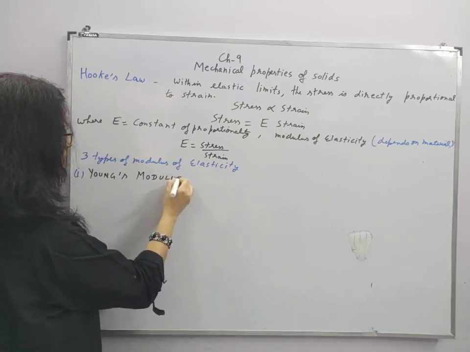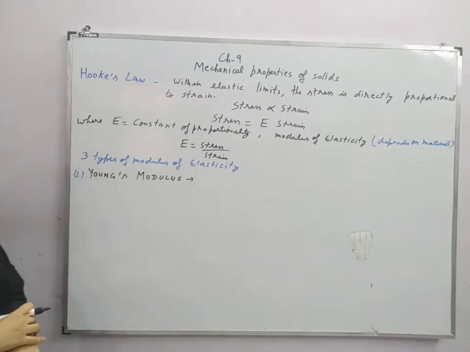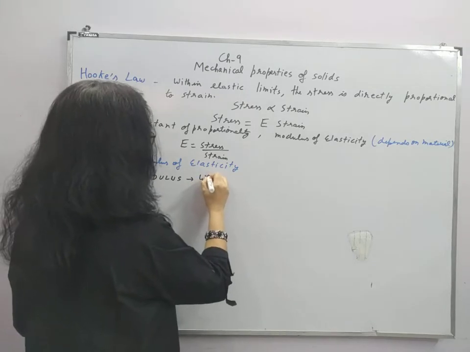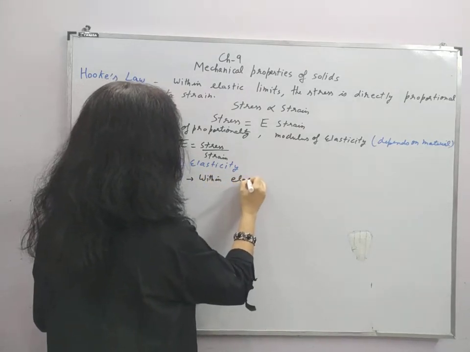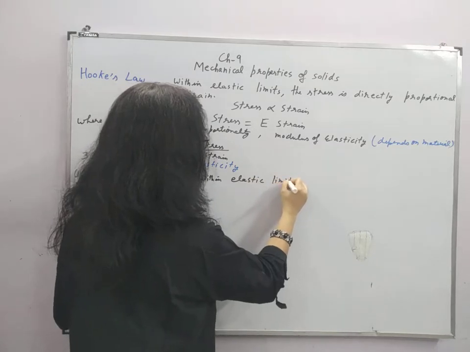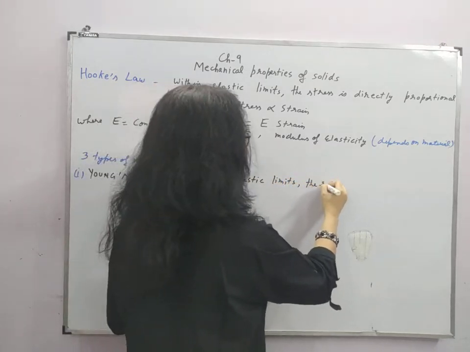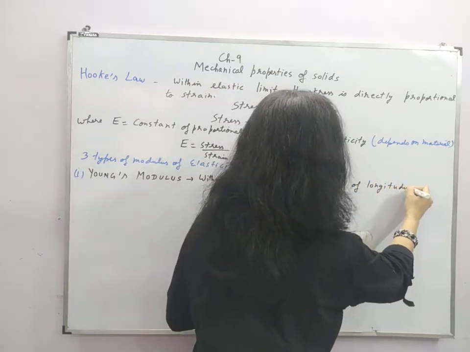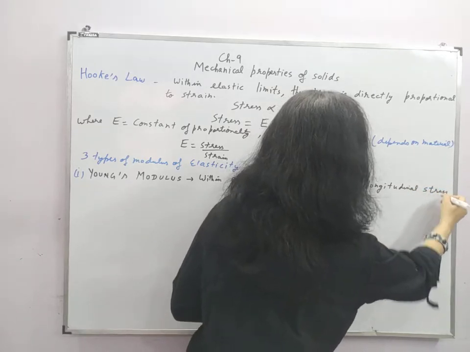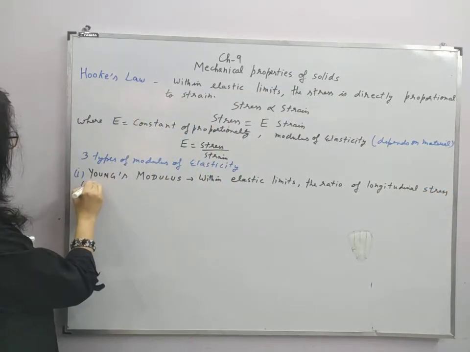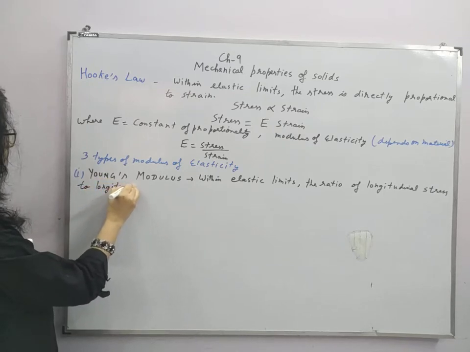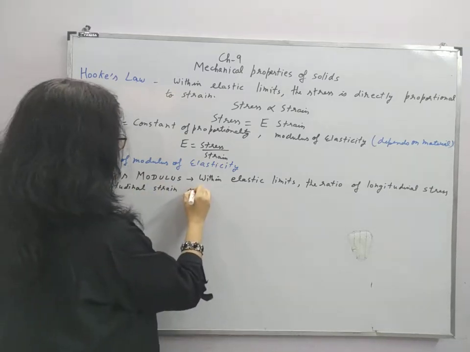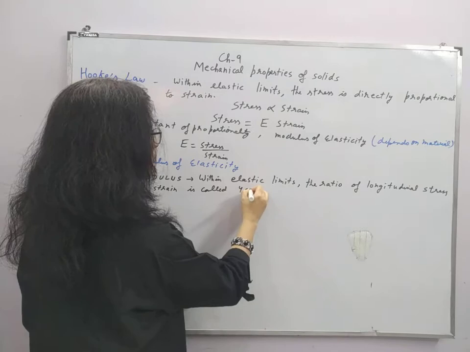So Young's modulus is the ratio of longitudinal stress to longitudinal strain within elastic limits. So I'll write that within elastic limits, the ratio of longitudinal stress to longitudinal strain is called Young's modulus.